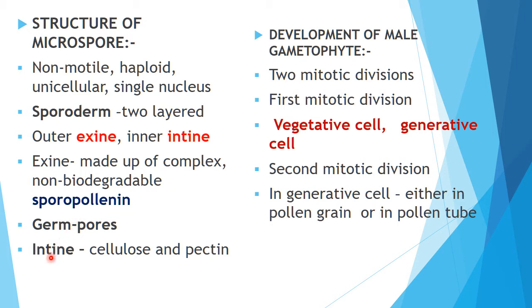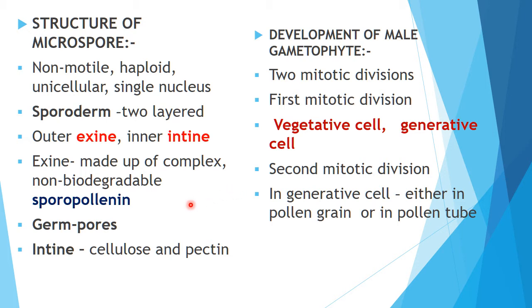Now about the inner layer, that is intine. Intine is a thin layer inside the exine. It is made up of cellulose and pectin. That is generally the structure of a microspore. Now we have to see the development of male gametophyte, how male gametes and male gametophyte develop from a single pollen grain.